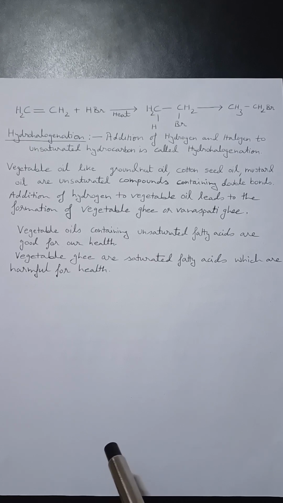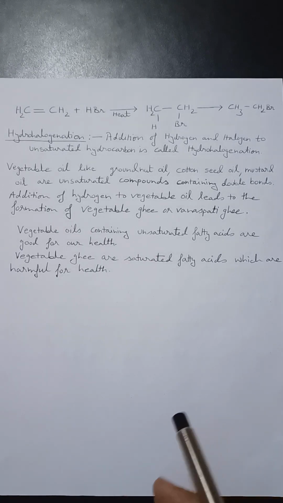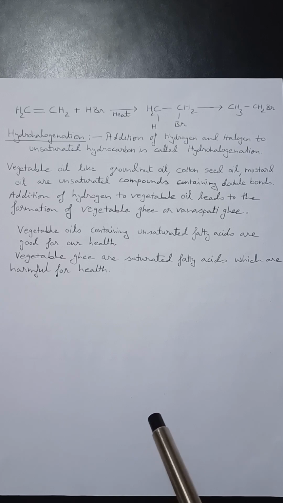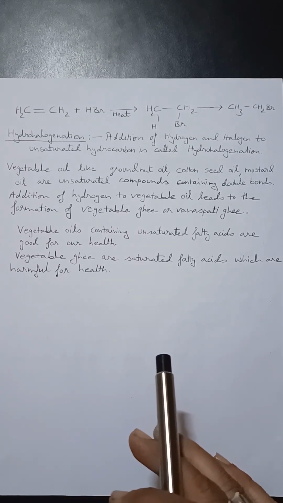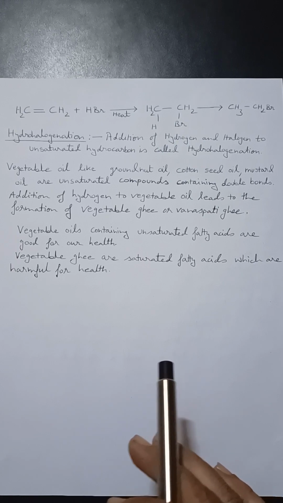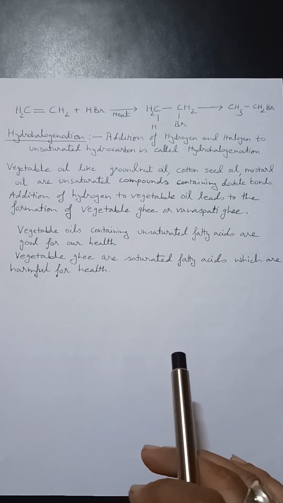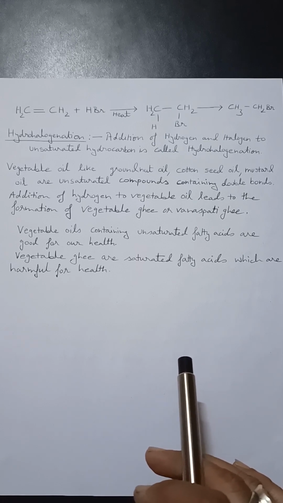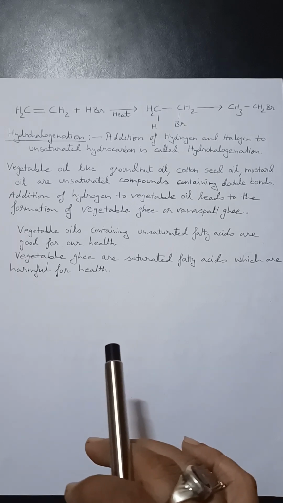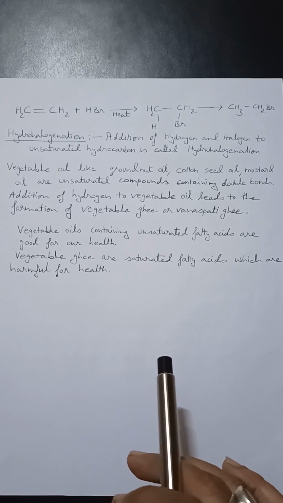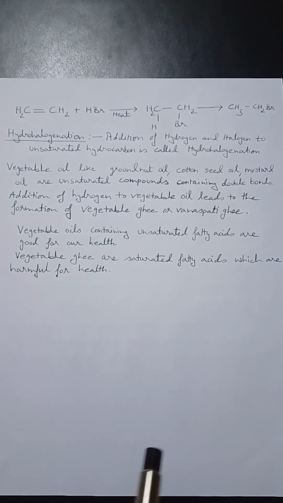Okay. We generally use vegetable oils like groundnut oil, cottonseed oil, mustard oil. They are all unsaturated compounds containing double bonds. Addition of hydrogen to these vegetable oils leads to the formation of vegetable ghee or vanaspati ghee. Vegetable oils containing unsaturated fatty acids are good for our health as they can be easily broken down inside our body during metabolism. But vegetable ghees contain saturated fatty acids which are harmful for health as they are really difficult to break down during metabolism inside our body. So hope you have understood this.